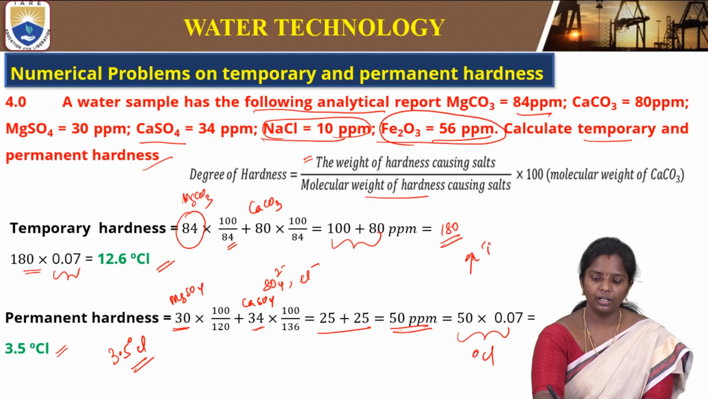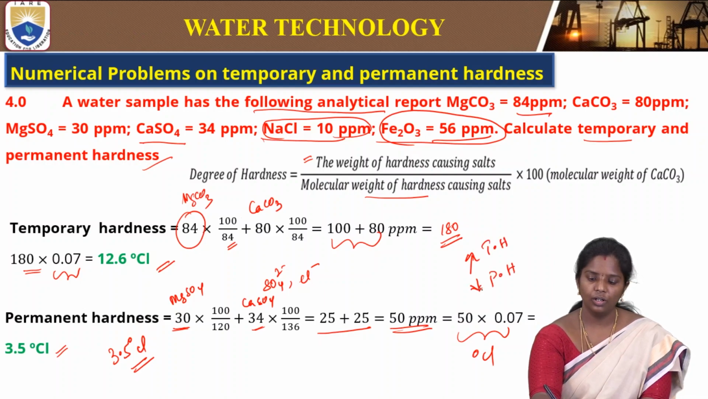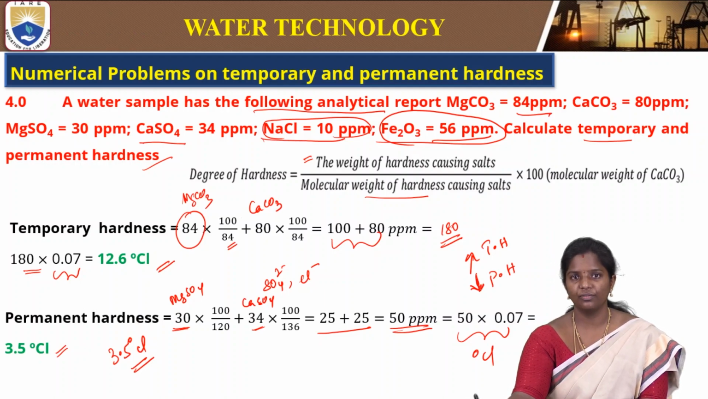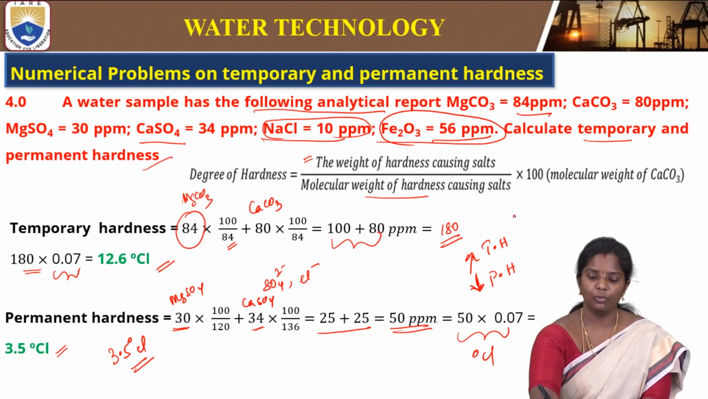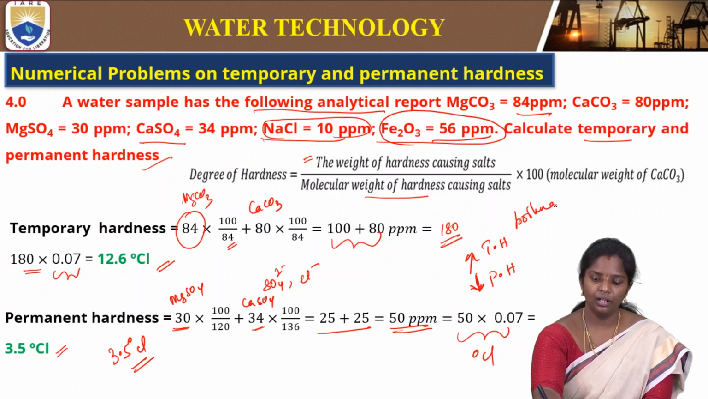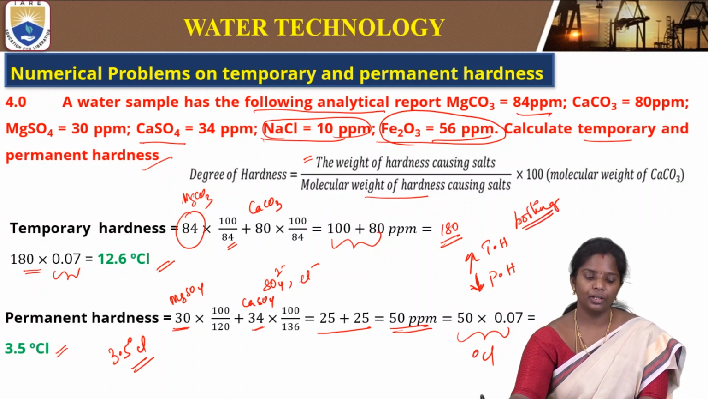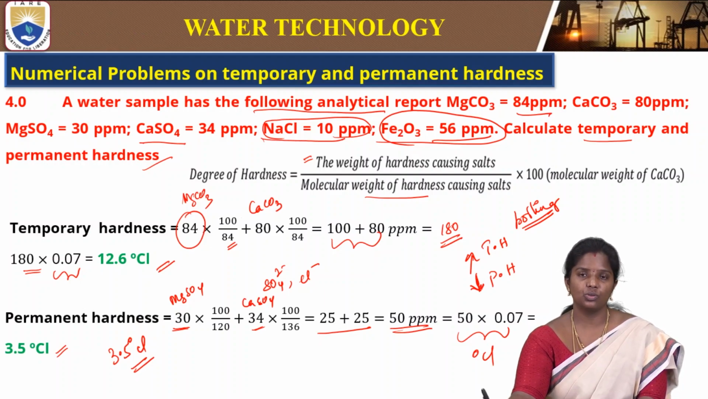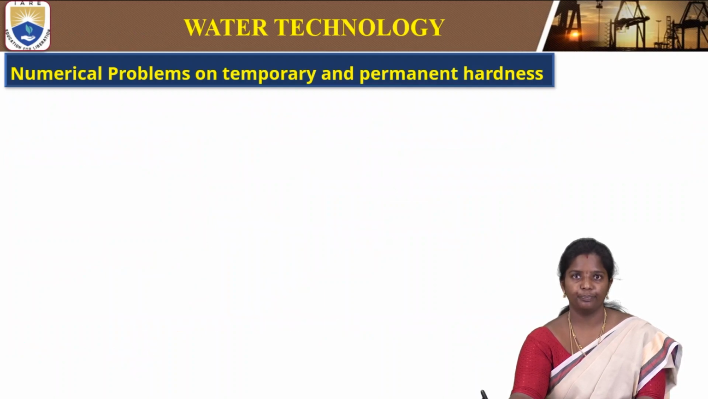If we see this, high temporary hardness and low permanent hardness. Temporary hardness can be removed. Most of the temporary hardness can be removed by boiling. So in this particular sample, the permanent hardness is low, therefore boiling is sufficient for that water sample prior to its usage in any appliances or equipment.